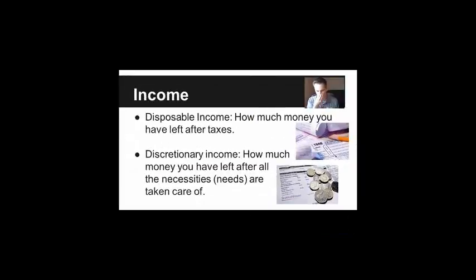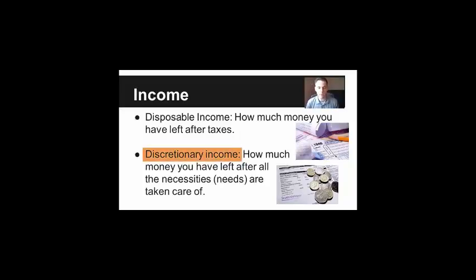So, income. There are two types of income that everyone generally has, especially in America. First is disposable income. That's the money that you have left from your paycheck after taxes have been taken out, before you pay bills or utilities or rent or food, anything. Before you actually take that money and spend it anywhere, that's your disposable income after taxes.